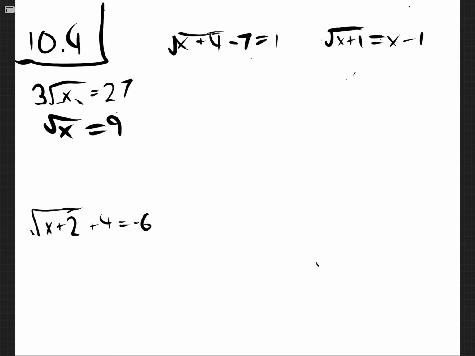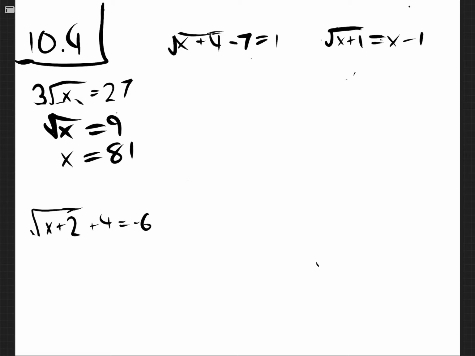And after we do square root x equals 9, the next step is squaring both sides. So then you have x equals 81, and that is your final answer. So basically how you solve these is you have to isolate the radical on one side so you can square both sides and then get your final answer.